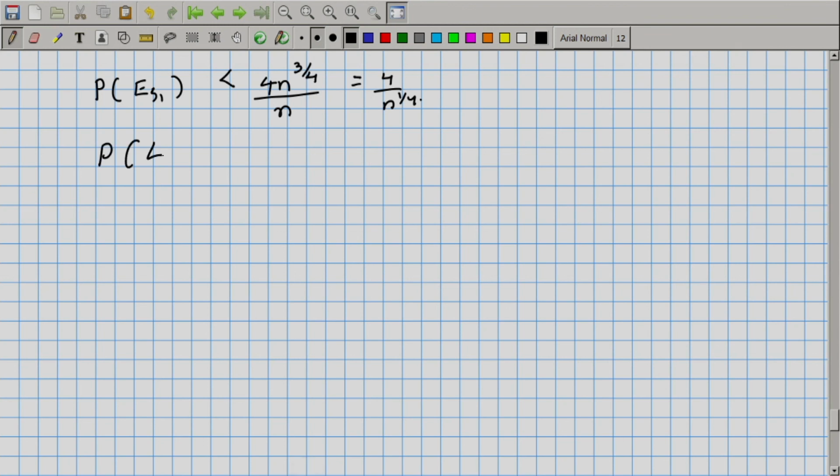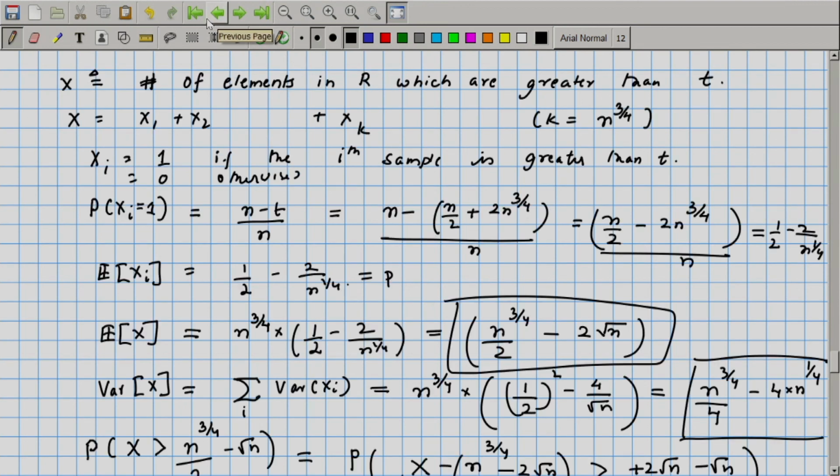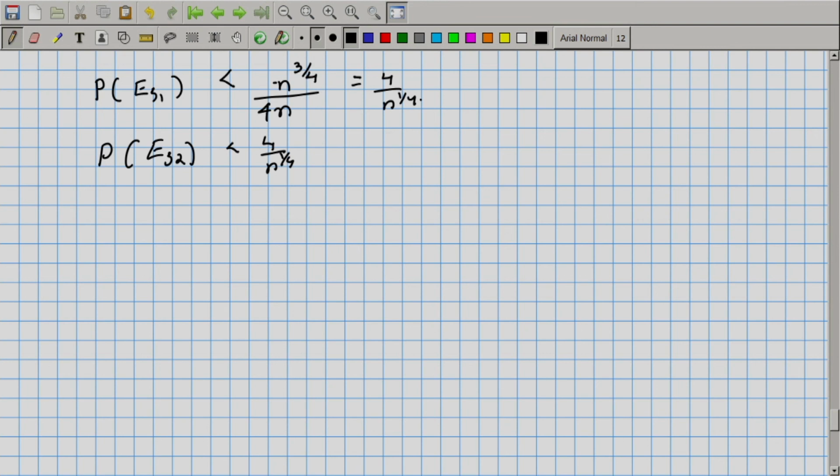Similarly, we can show that probability of E32 is also less than 4 by n raised to 1 by 4. So, together, the 4 is in the denominator, so this is going to be less than 1 by 4 n raised to 1 by 4. So, total probability, so probability of E3 is going to be less than half n raised to 1 by 4.